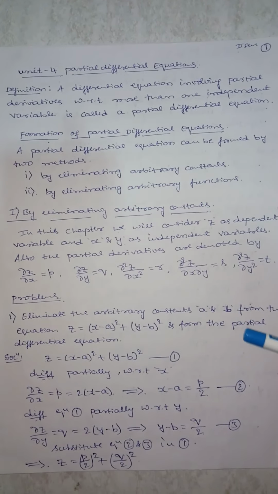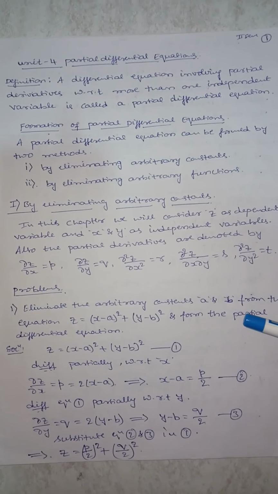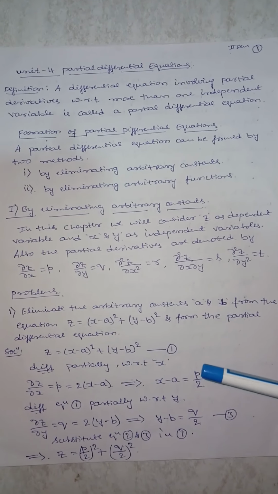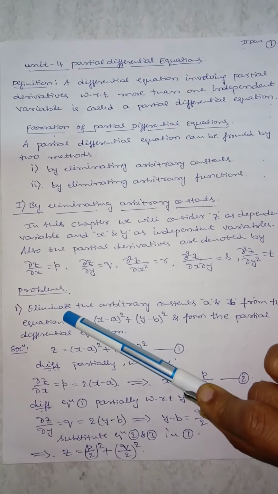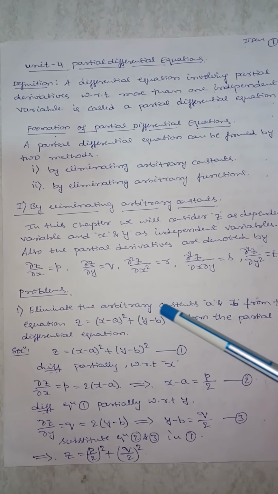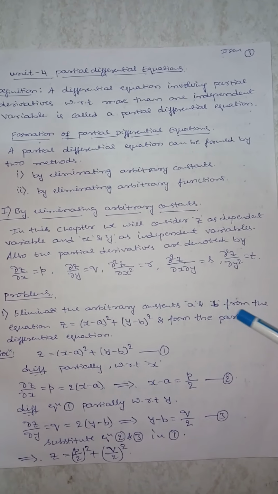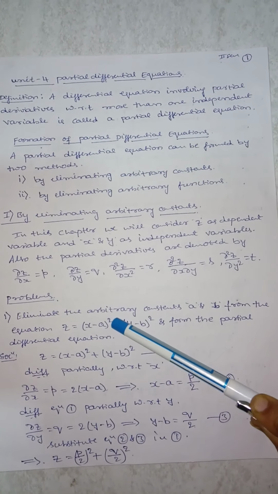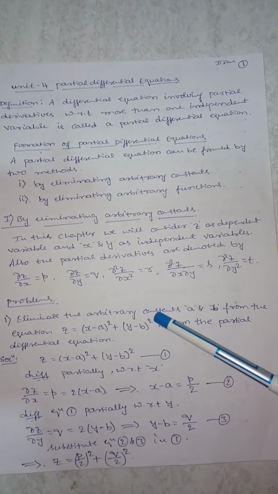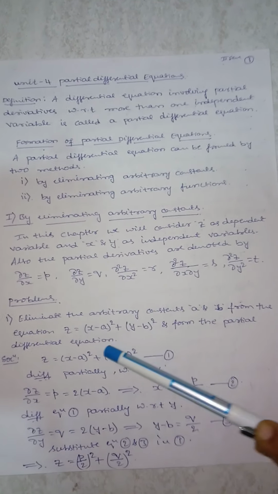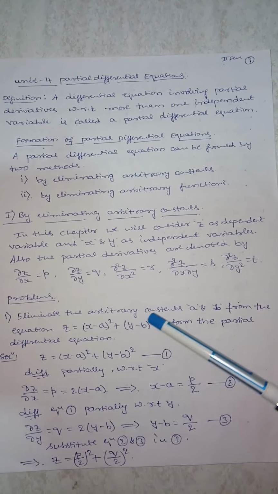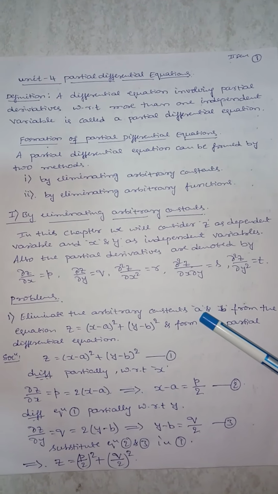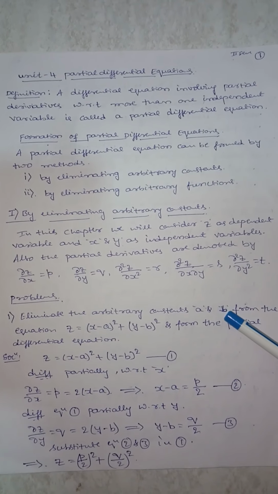We shall form the partial differential equation by eliminating arbitrary constants. We shall know this method by considering an example. Here, the question: eliminate the arbitrary constants a and b from the equation z equal to (x minus a) whole square plus (y minus b) whole square and form the partial differential equation. That is, we will form the partial differential equation by eliminating the arbitrary constants a and b.